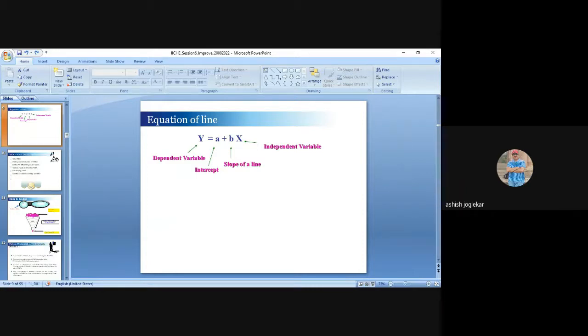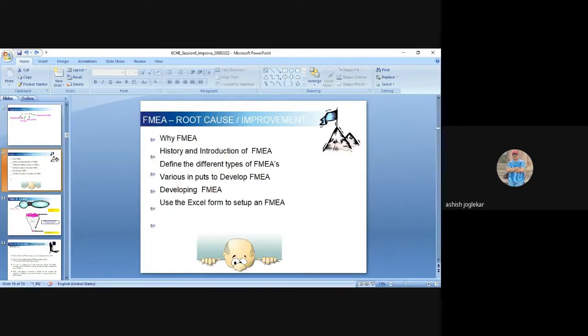So this is one of the ways of finding out the root cause and acting on the root cause. The second way is FMEA. FMEA is failure mode effect analysis, for the root cause or improvement phase, wherein we use our experience, some data, and the team. We find out what are the causes, what are the X's that are causing the performance to be down, and how to act upon it and how to improve it.